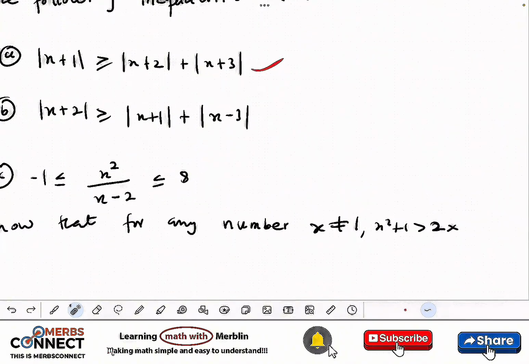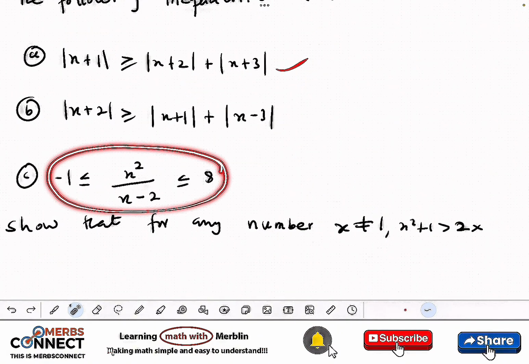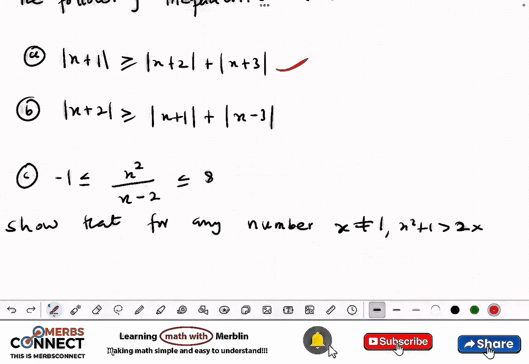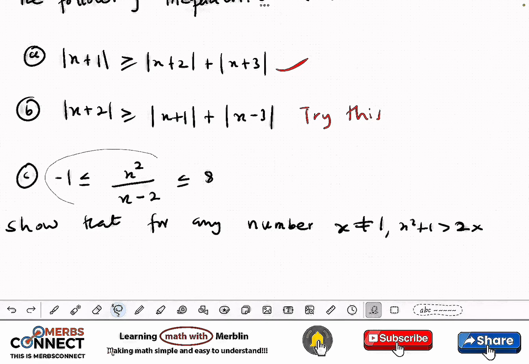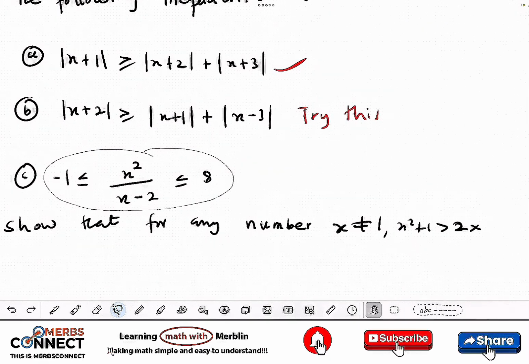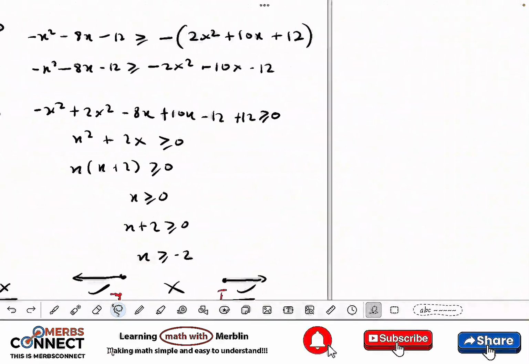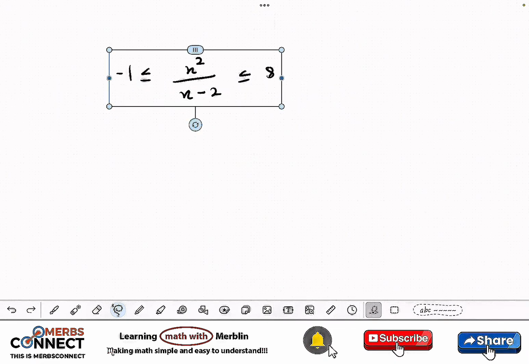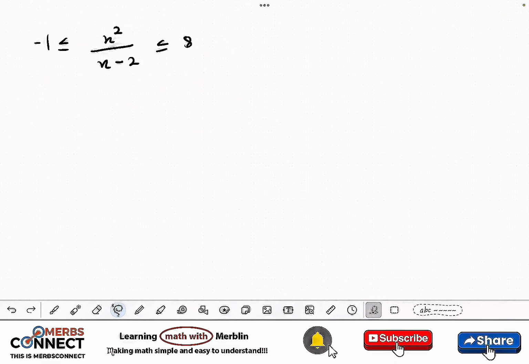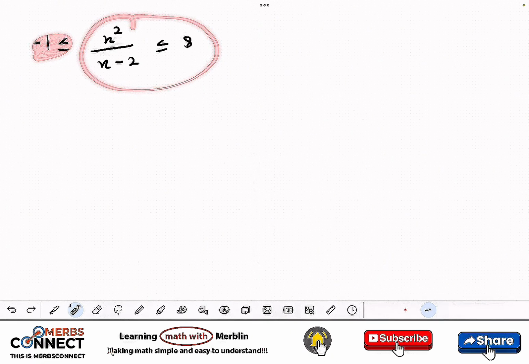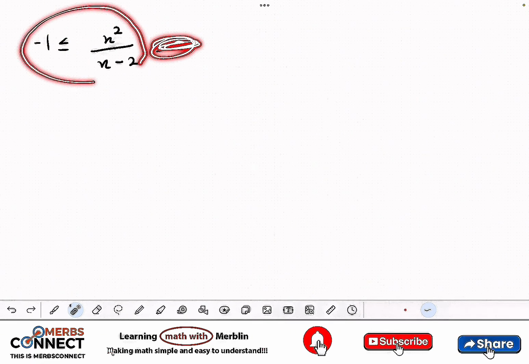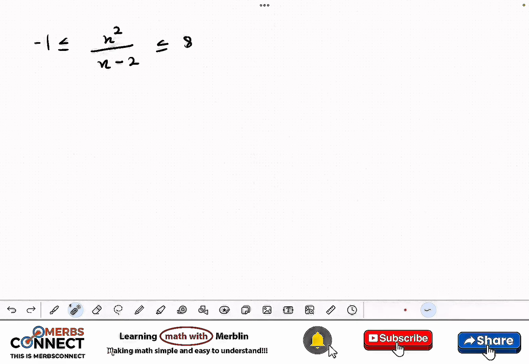Right. So I'm going to go through the C, right? So try this. Then I'm going to go through the C. So C. Let's go to the C. So the C, I have this, and this is like double inequality, right? So what I need to do is I'm going to cover this and solve this. When I finish, I'll cover this one and solve this. When I finish, then I'll combine them on the number line and then find out the solution.